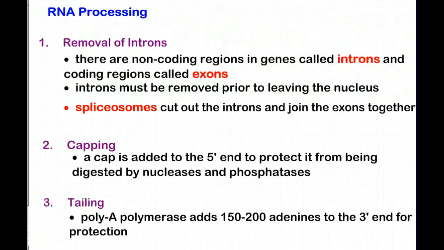Okay, so once our mRNA transcript is built, it needs to travel out into the cytoplasm. Before you send anything that's important out into the cytoplasm, where it's going to be coming in contact with a whole bunch of other things, you want to make sure it's protected. So the first thing that's going to happen is something called removal of introns.